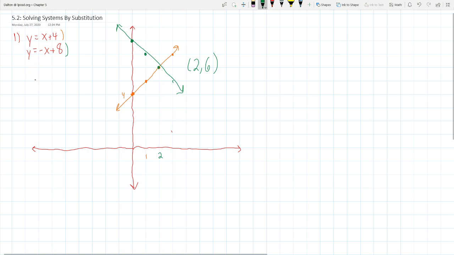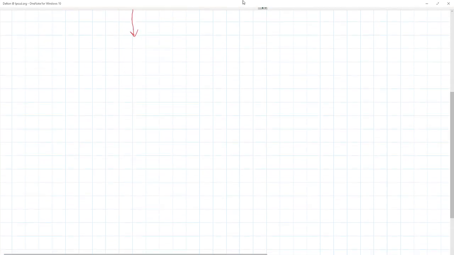So I think it's going to be 2, 6, so 6 for y, 2 plus 4, 6. For y, negative 2 plus 8, 6. 6 equals 6. So both of these are the same thing. What we're looking for is where they intersect and where they're going to be the same number. Okay. Let's do another version.